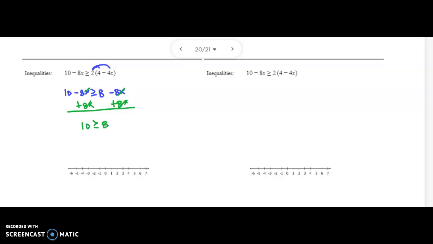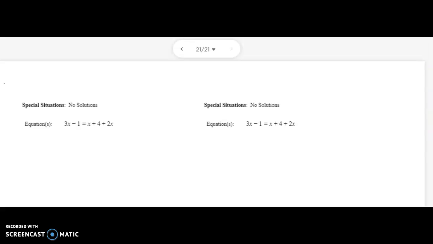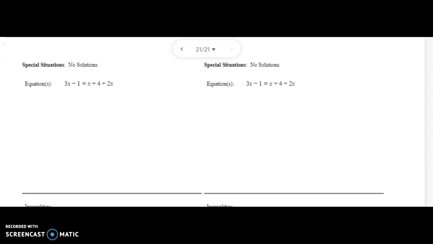Okay? And then you ask, well, all right, there's no x, but is this a true statement? Right? Is 10 greater than or equal to 8? Yes, it is. Right? When you get a true statement, okay, that means all real numbers is your solutions. What that means is you can put in any number for x, and this inequality will always be a true statement. Okay, so I want you to think about that. Because this last example that I'm going to cover, what do you think it means for no solutions then? All right.